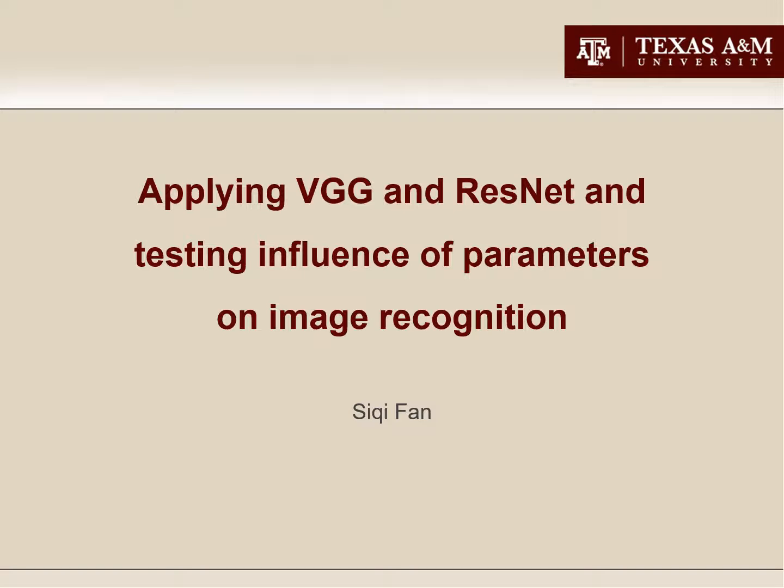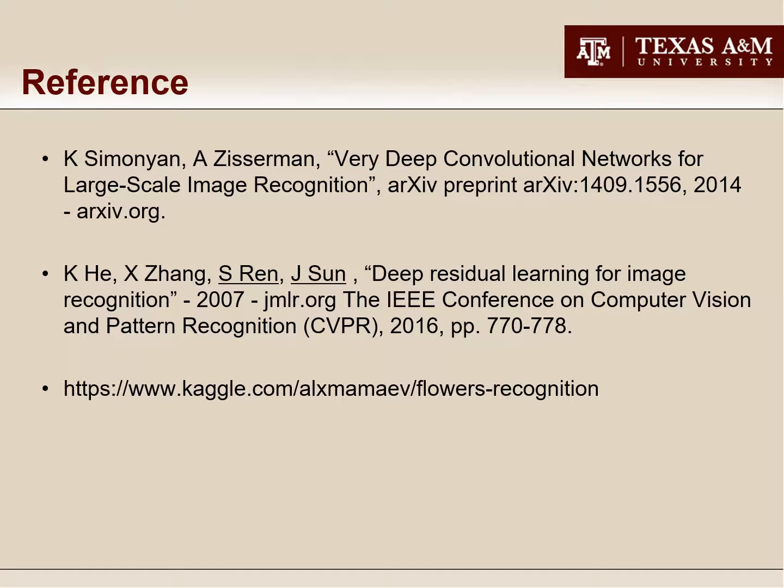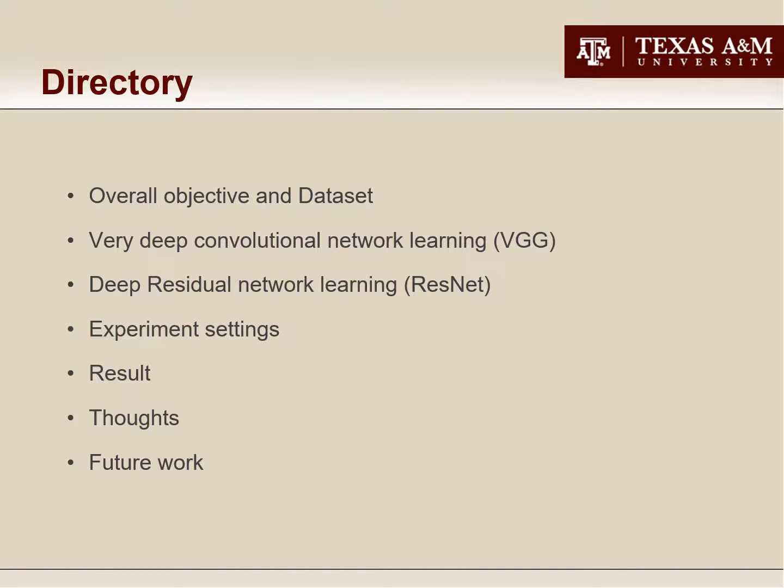My final project tries to apply two deep learning methods, VGG and ResNet, and test the influence of their parameters on image recognition. Here are the reference papers for my project and the dataset I used. And in this page, you can see the directory of my presentation.